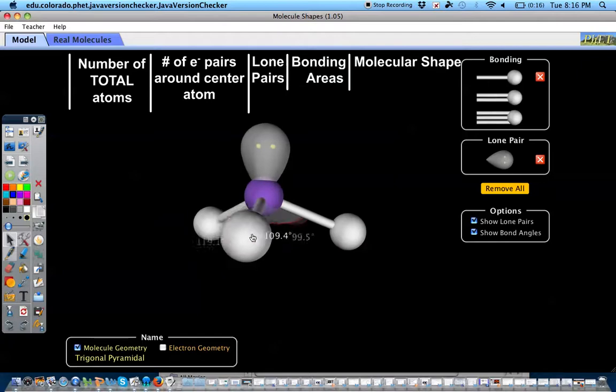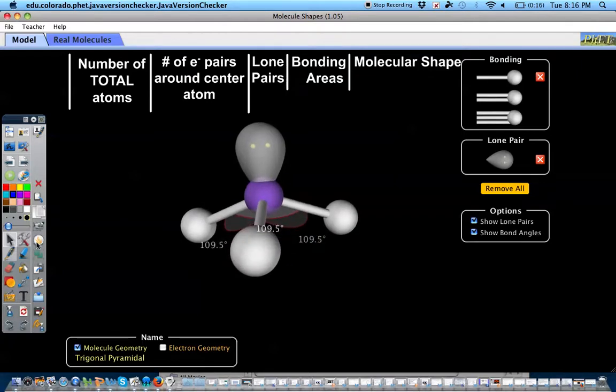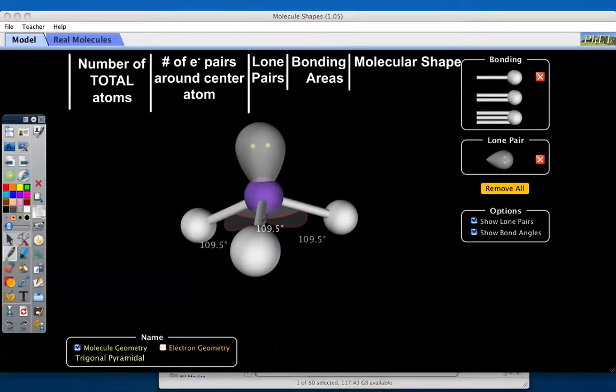So now I still have 4 atoms. I have 3 bonds, 1 lone pair, so that gives me a total of 4 electron pairs around the center atom. My bond angle is 109.5 degrees. The molecular shape is trigonal pyramidal.